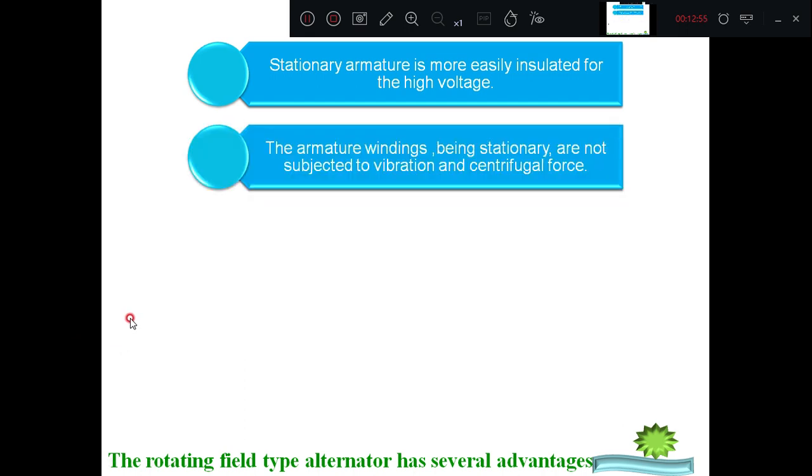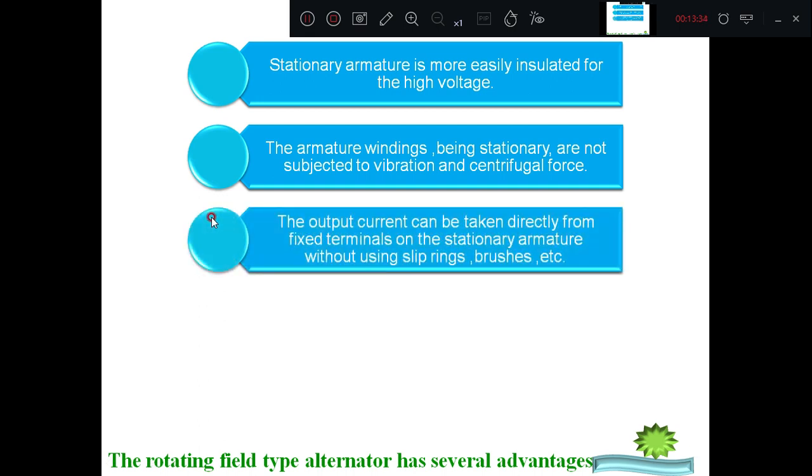And the second advantage is that the armature windings, being stationary, are not subjected to vibration and centrifugal force. If the conductors are placed on the rotating part, there is vibration, and centrifugal force is exerted on the conductors. If the rotor is rotating at very high speed, then the conductors may come out of the rotating part. That is why, to avoid that, the armature conductors are placed on the stationary part of the alternator.